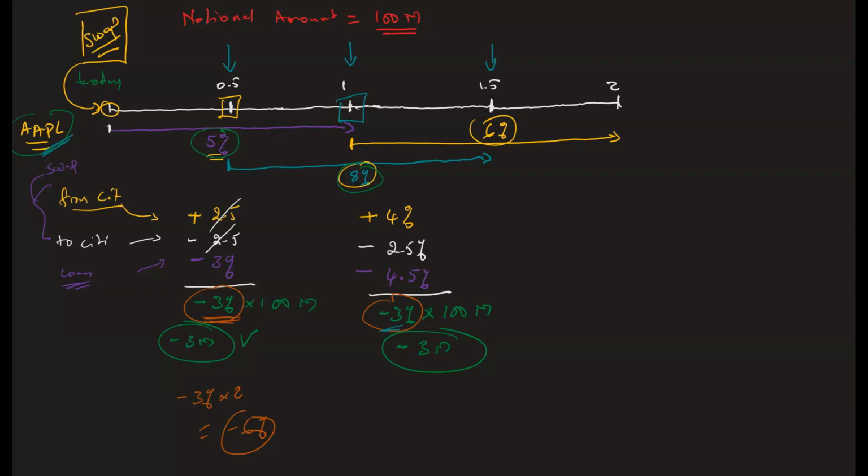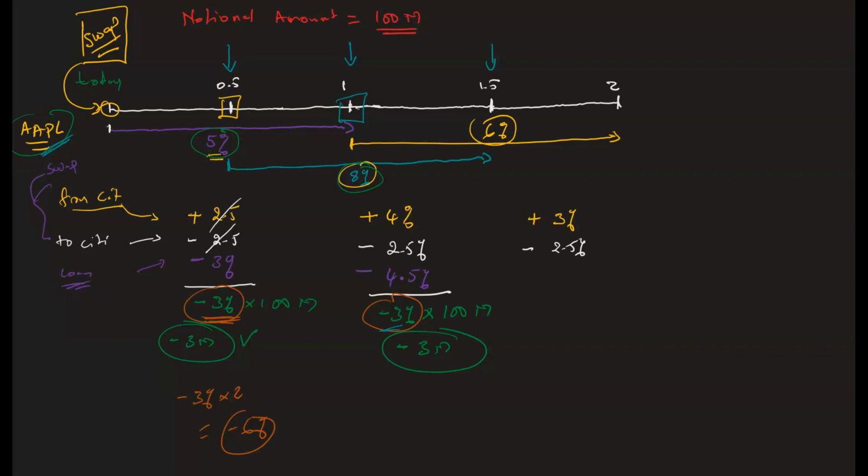Apple is going to be receiving from Citi, and they're going to be receiving LIBOR. And LIBOR is at 6%, which means they're going to be receiving half of that. So it's going to be plus 3%. That's what Apple is getting. They're going to be paying the fixed rate, and the fixed rate is at 5%, so they're going to be paying minus 2.5%.